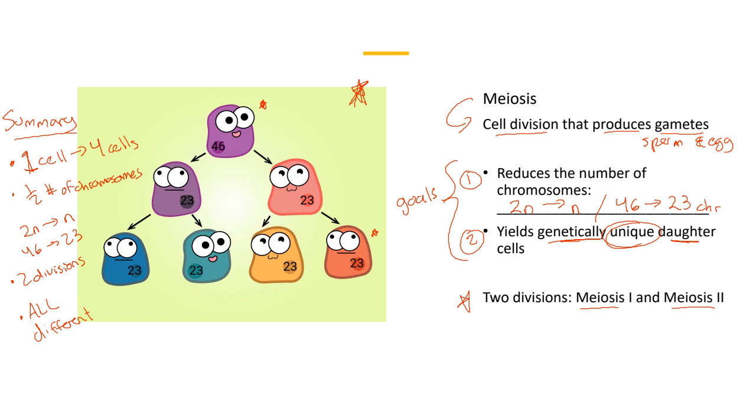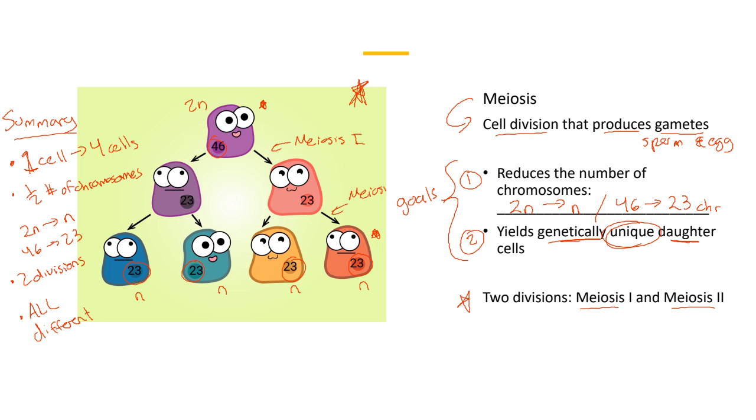So I start with one cell, I end up with four cells. The number of chromosomes went down from 46. I don't know if you can see it here, from 46. Each of my four cells, 23, 23, 23, 23. In other words, we went from diploid to haploid, half the number of chromosomes. This is going to be our first cell division, so this is going to be meiosis 1. This is going to be meiosis 2.